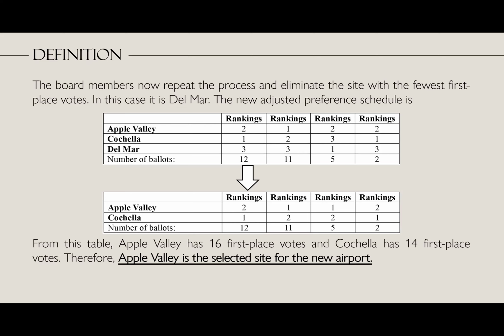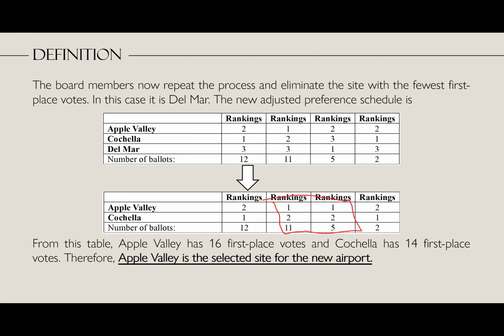So now I'm left with Apple Valley and Coachella. Now that I'm down to 2 options, I can go into my third round and my final round actually. How many first place votes does each city have? Apple Valley now has a total of 11 plus 5 votes, so 16. That's coming from these 2 columns. And then Coachella appears to have 12 plus 2, or 14 votes. So which one has the least amount of votes? Coachella. So I eliminate Coachella, leaving me with my final choice of Apple Valley as my new spot for the airport. So this is our plurality with elimination.